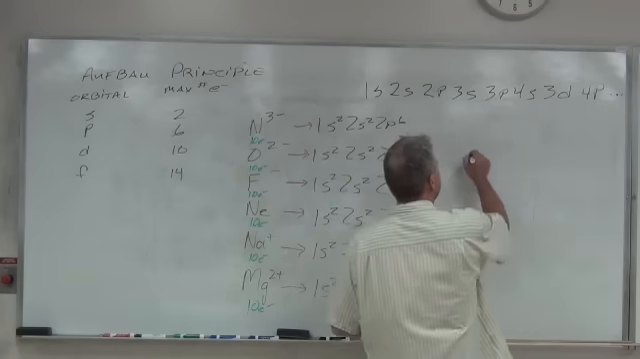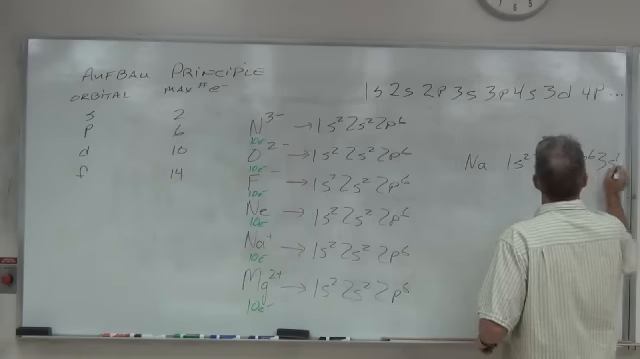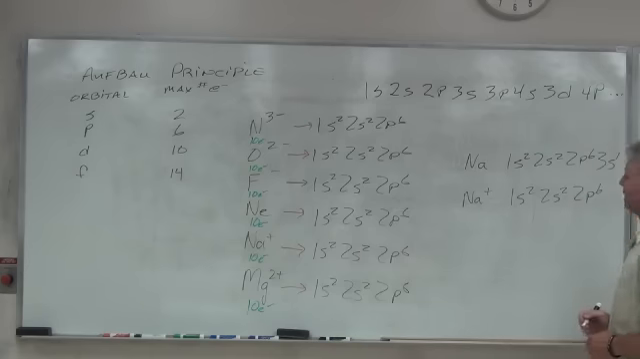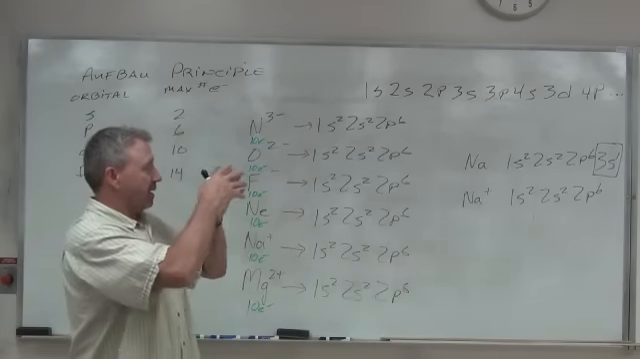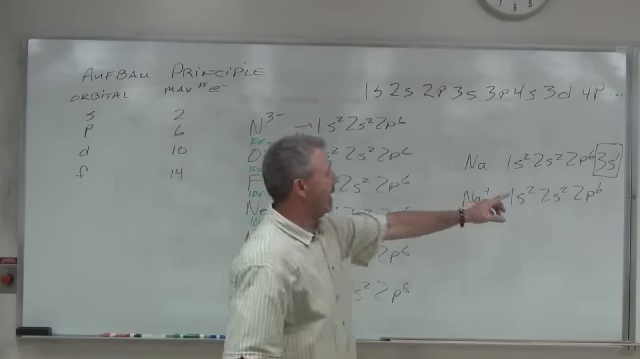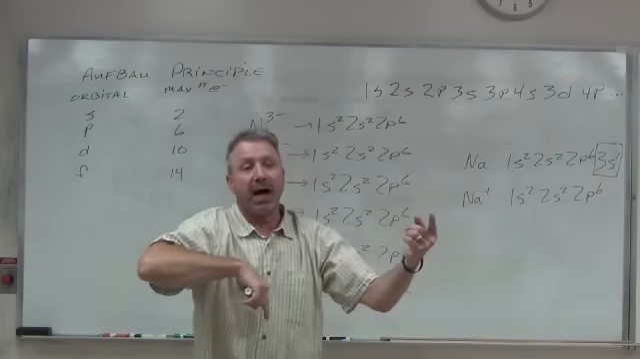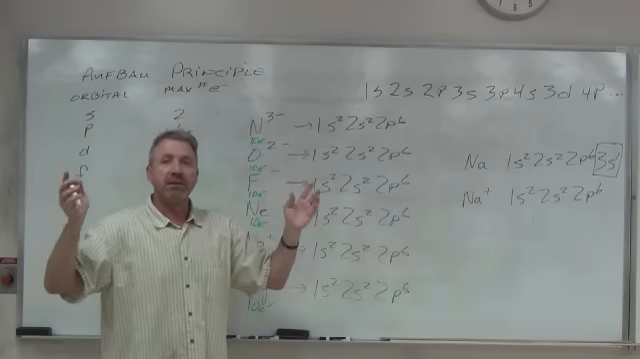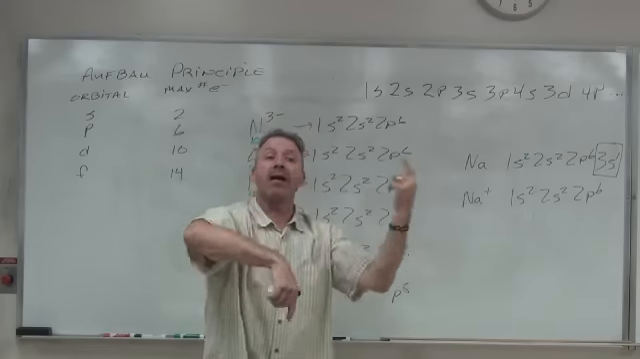Remember what sodium looked like? Sodium was 1s2, 2s2, 2p6, 3s1. Sodium plus is 1s2, 2s2, 2p6. It has lost that outer shell electron. And it doesn't mind doing it. Sodium's like, okay, I got a filled 1, I got a filled 2, and then I got way out in the middle of nowhere, I got a single electron flying around. I don't know where he is. It's hard for the element to keep track of that single electron flying around out there.